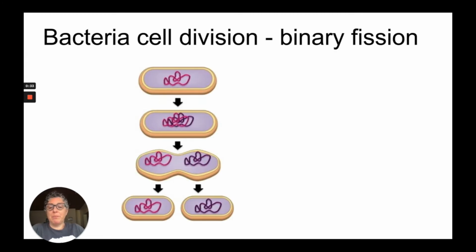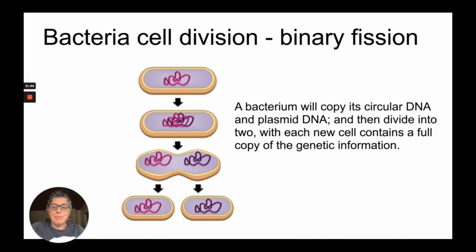The first one is with bacteria cells. Bacteria cells divide by a process called binary fission, and it is diagrammed here. Basically, a bacteria will copy its circular DNA and its plasmid DNA, which is not depicted here in this diagram, but both of those genetic materials will be copied. Then the bacteria cell will divide into two separate cells. All of the parts will be divided up, and each new cell contains the full copy of the genetic information.